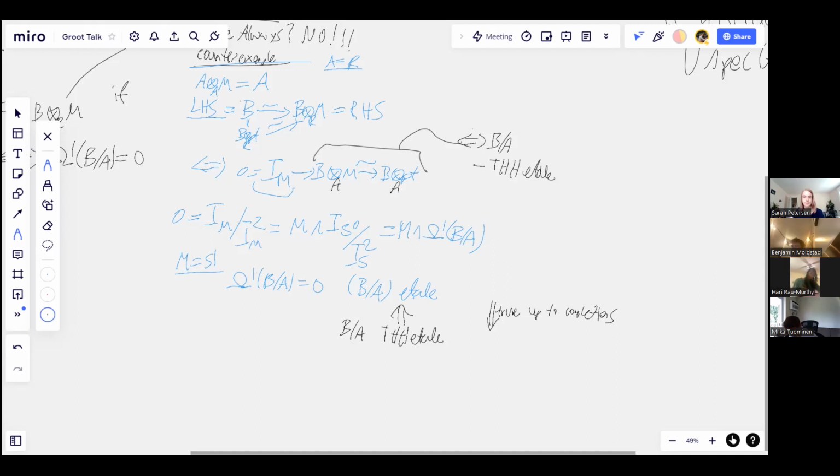But because this is true up to completions, it's going to be a useful tool for me in dealing with the completion problems. This assumption of being THH étale is going to be a useful assumption to deal with completions.